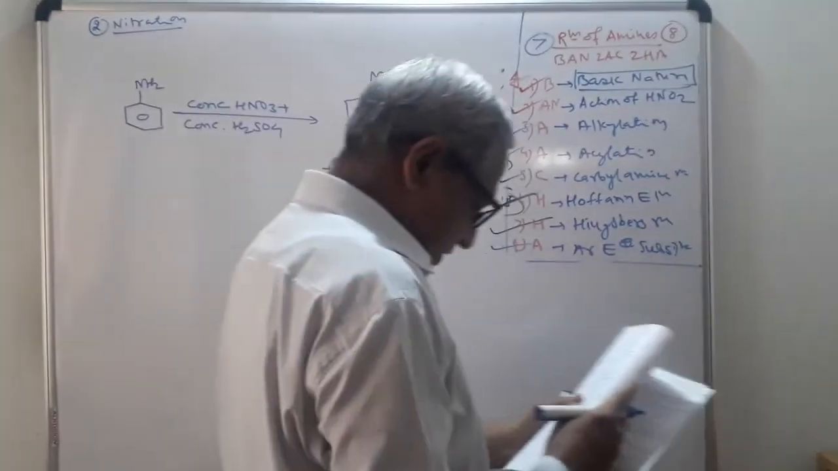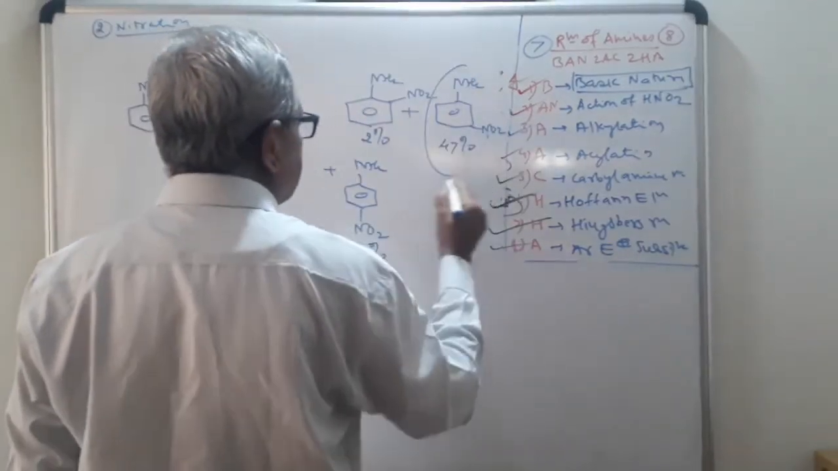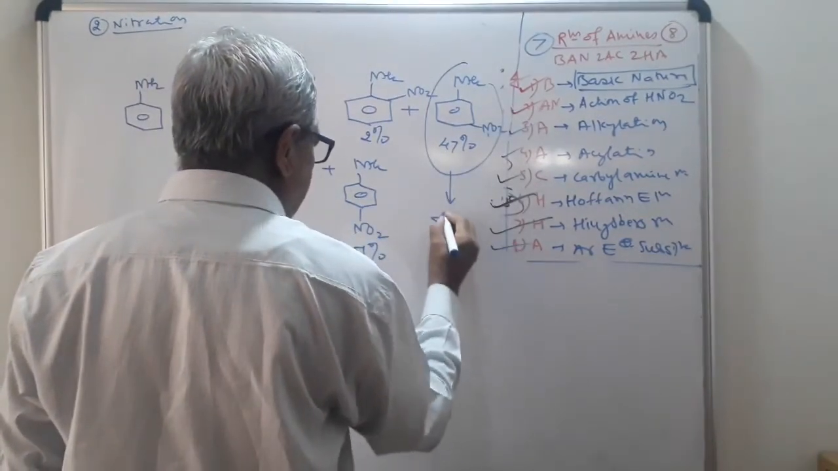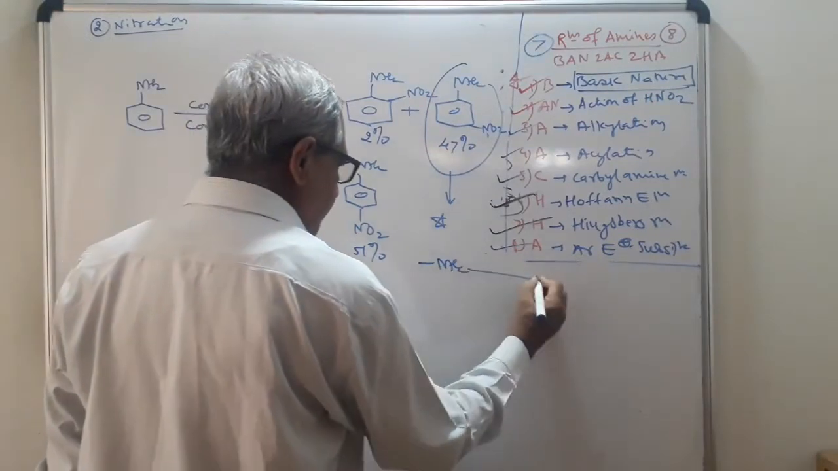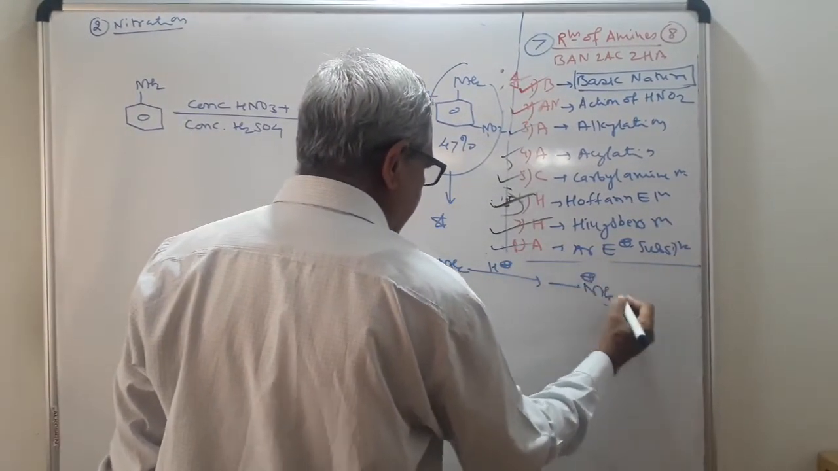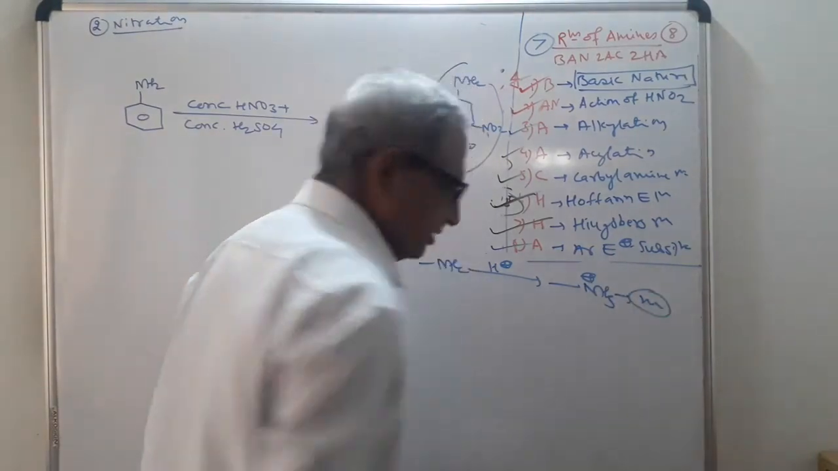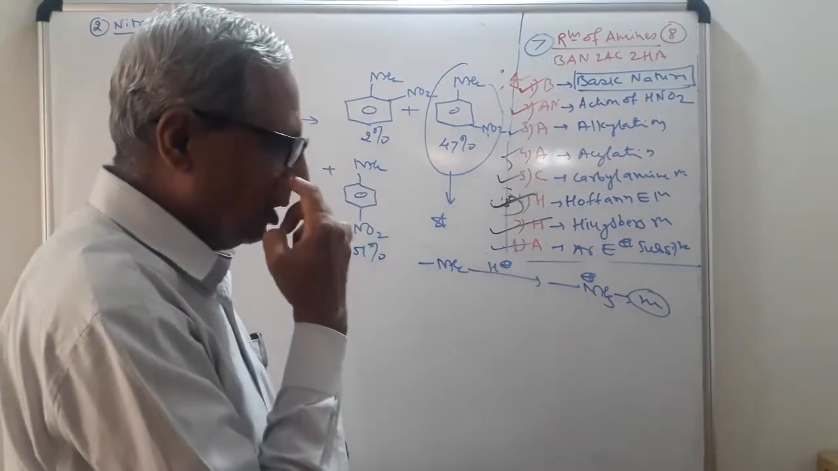Now this is very important. In this case, this is the exceptional case. This is the very important case. Now see, in this case, this NH2 group is a base. When you do the reaction with acid, it will be converted to the ammonium, and this is a meta director. Therefore, exceptionally, you will get this product.